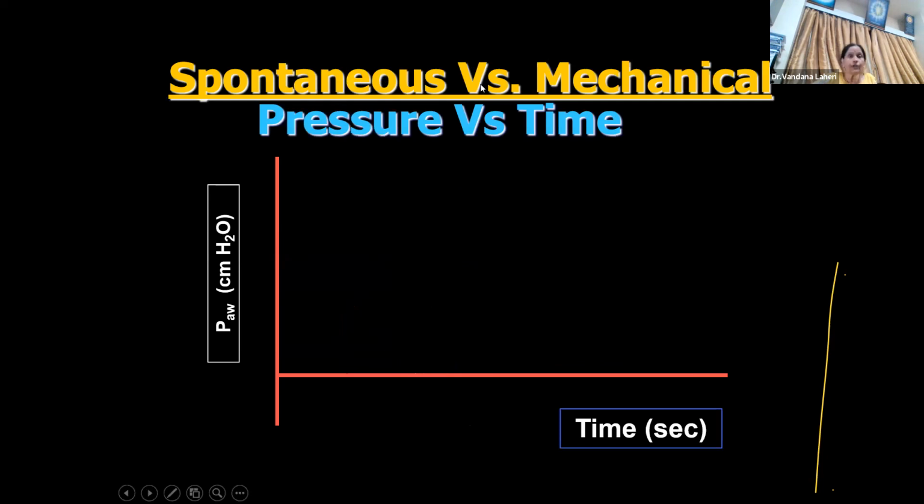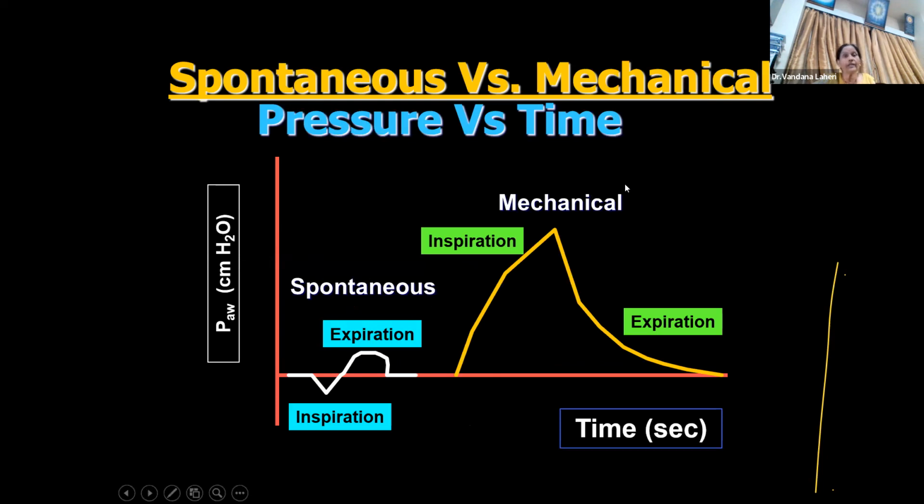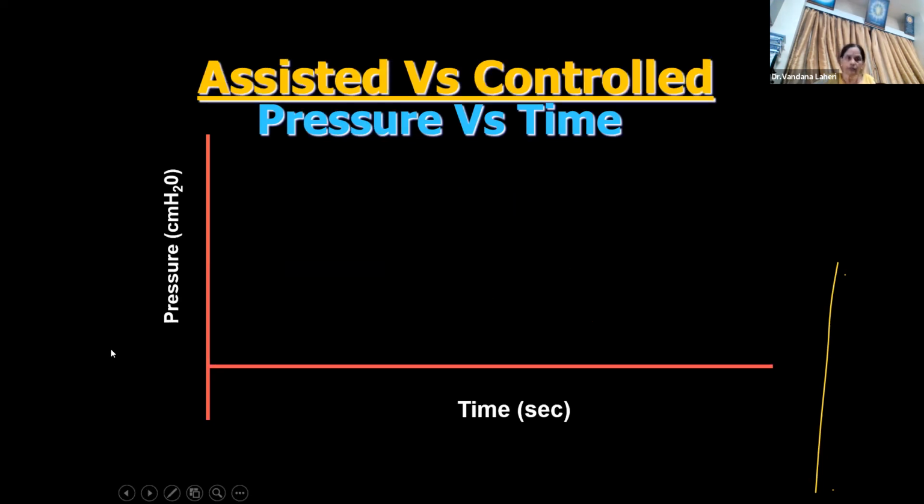Now let us see spontaneous versus mechanical pressure versus time graph. This is spontaneous. I showed you how the pressure graphic looks on a spontaneous breath. This is what a mechanical breath pressure versus time graphic will look like. What does an assisted versus controlled pressure versus time curve look like?